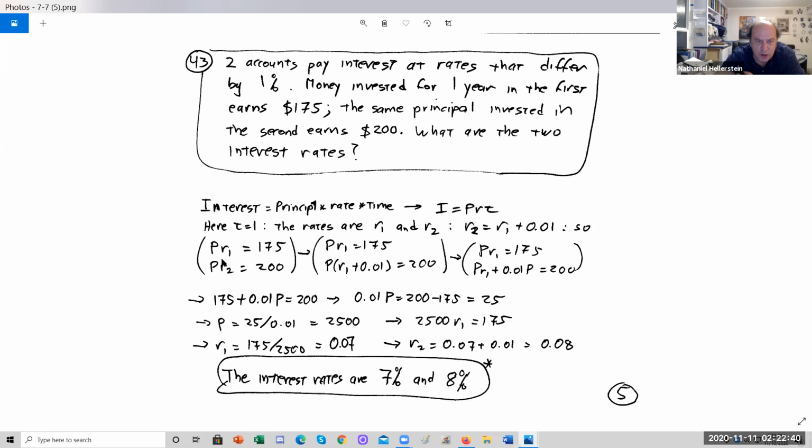Now going back to here, P, 2,500, times R1 equals 175, like we had here. 2,500 R1 equals 175. So it's a simple matter of dividing. R1 is 175 over 2,500, which comes out to 7%. R2 is 1% more. R2 is 7% plus 1%, which is 8%. So the interest rates are 7% and 8%.